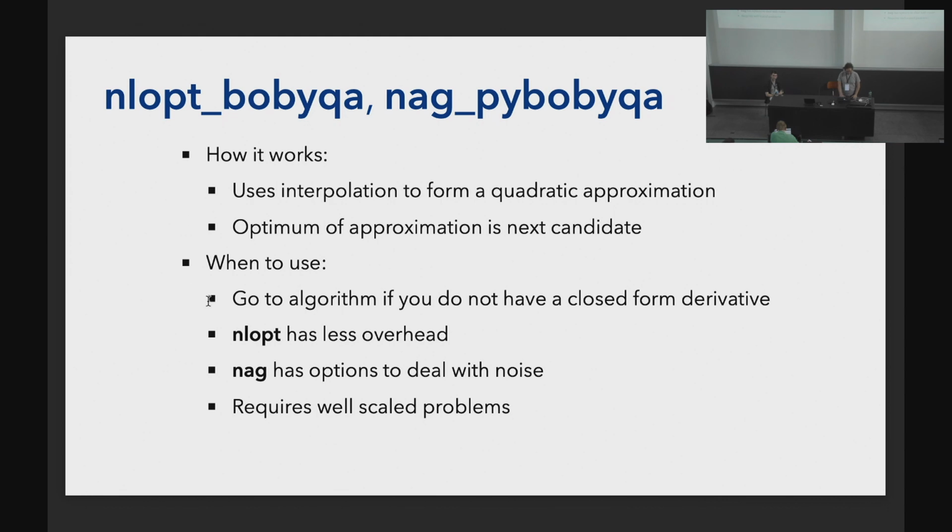And BOBYQA is basically my go-to algorithm if I don't have closed-form derivatives. There are slight differences in implementation: nlopt has less overhead, and the one from the Numerical Algorithms Group has some advanced options if you have a noisy objective function. Both of them require well-scaled optimization problems, so you should not have one very influential parameter and one where almost nothing happens. If so, you need to rescale your problem so that it becomes a bit more uniform.